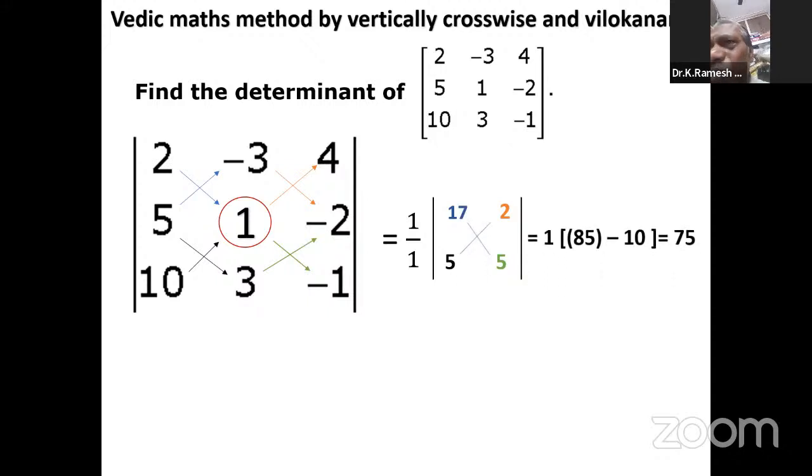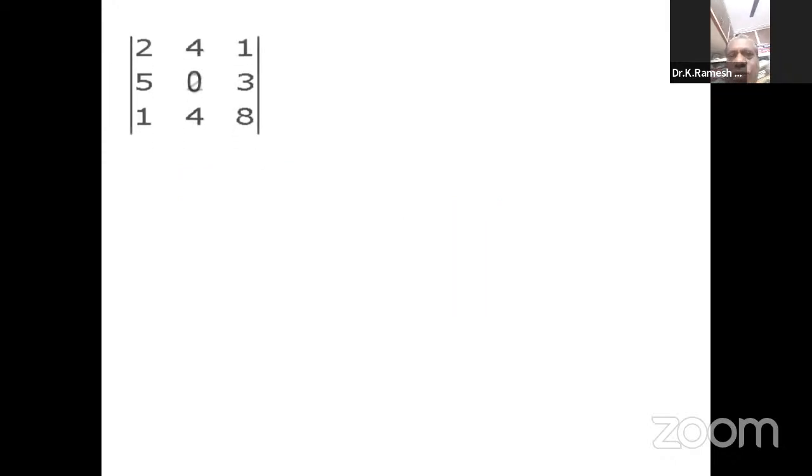And the middle element, that is 1, is divided by 1. 1 by 1, it will be 1 only. So 17 into 5 is 85. 5 into 2 is 10, that is minus 10. So you will be getting 75 as the determinant by below column. Okay, next slide.